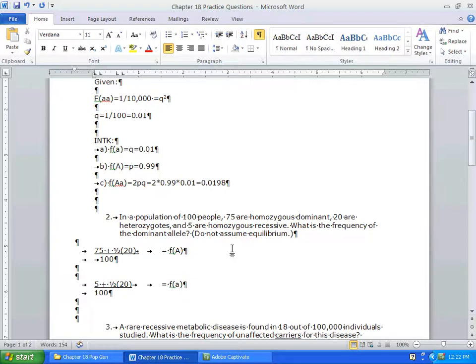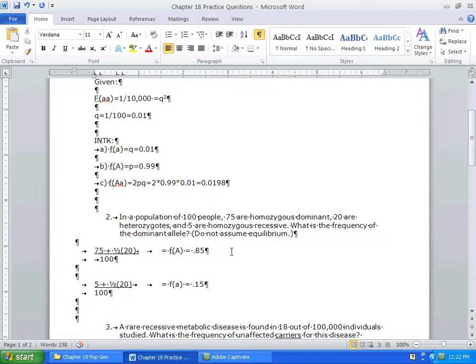Okay, so this one works out to be 75 plus half of 20 is 85 out of 100, is 0.85 or 85%. 5 plus half of 20 is 10. So 5 plus 10 is 15 divided by 100 is 0.15. So the frequency of the big A allele is 85%. The frequency of the little a allele is 15%. They add up to 100%, or 1 in the decimal form. And so that works out.